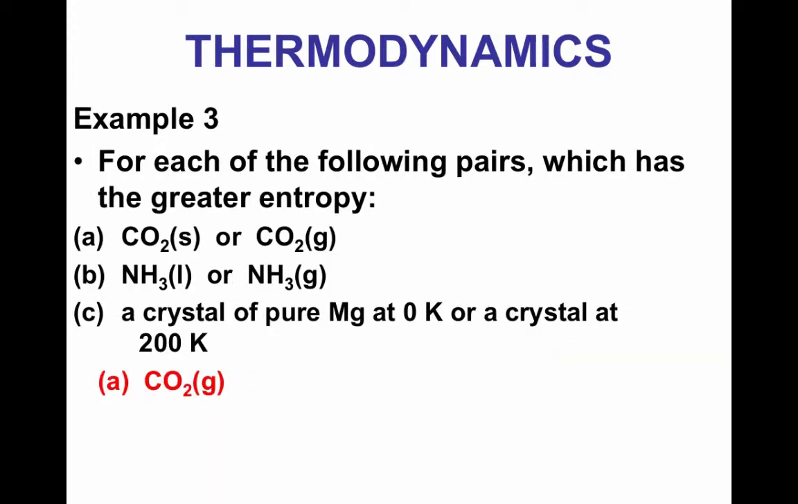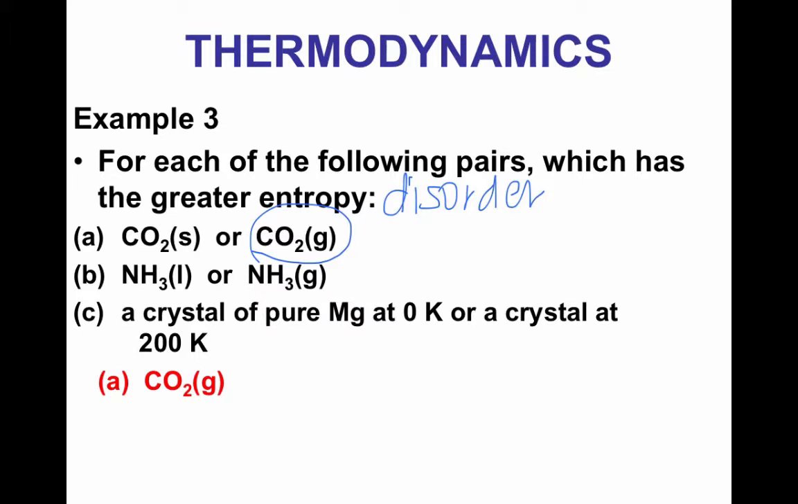Now I want to look at some examples. We talked about all this conceptual stuff with entropy, but the best way is just to practice. So example 3 says, for each of the following pairs, which has the greater entropy? Again, think about entropy in terms of disorder. Which is more disordered? A is carbon dioxide as a solid or carbon dioxide as a gas? Well, it's going to be carbon dioxide as a gas because gas particles are more disordered. They're moving around much more. They're colliding with each other. They're colliding with the wall. So the gas molecules are more disordered. They would have a higher delta S. The numerical value of delta S would be higher.